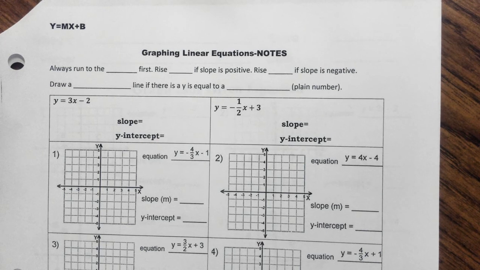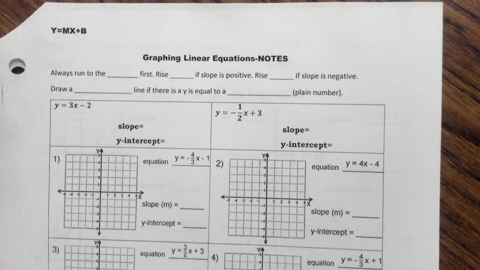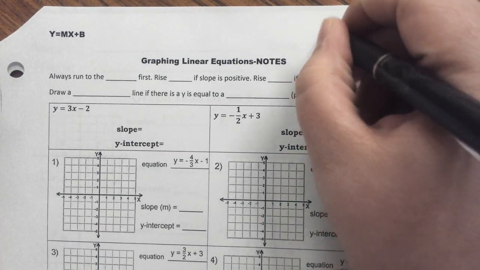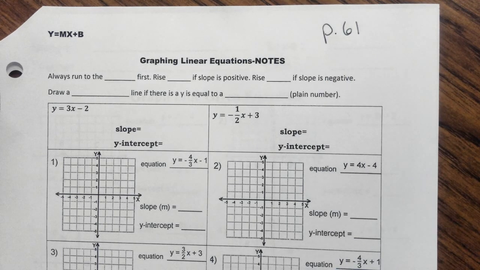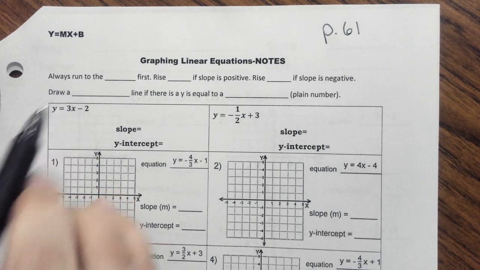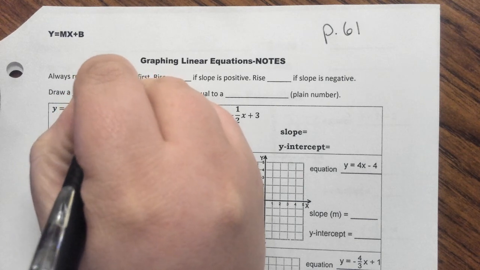Okie doke. Today we are expanding on what we did yesterday. Instead of graphing from a point given and using just the slope, we're actually going to use the entire linear equation. So just a few things to remember. First, this is page 61 in our binders. We always run to the right first.